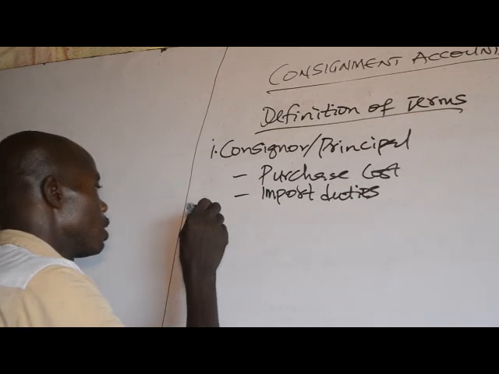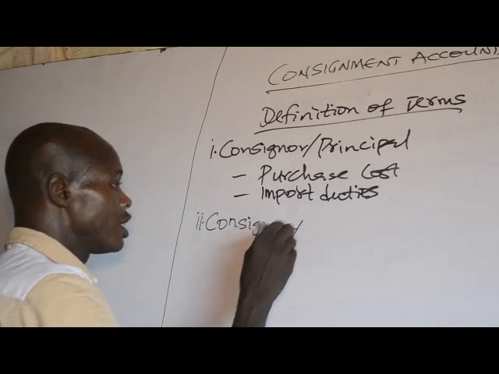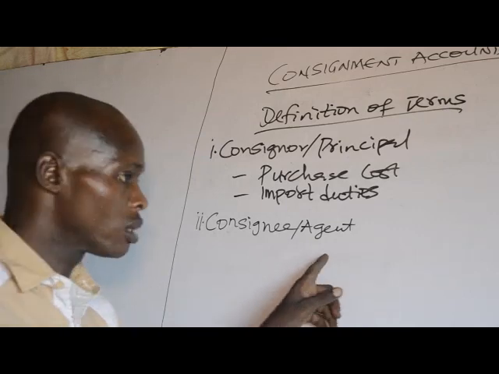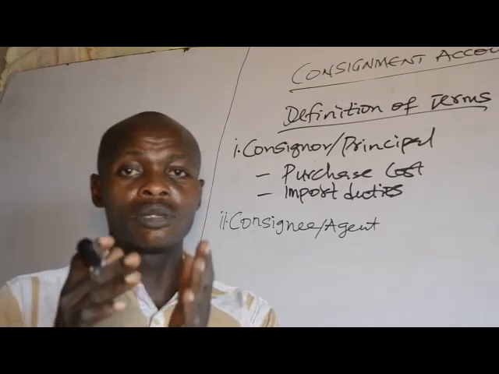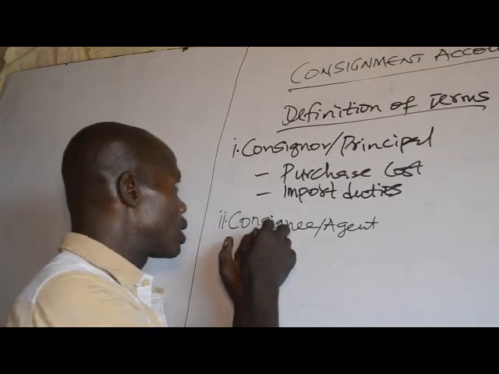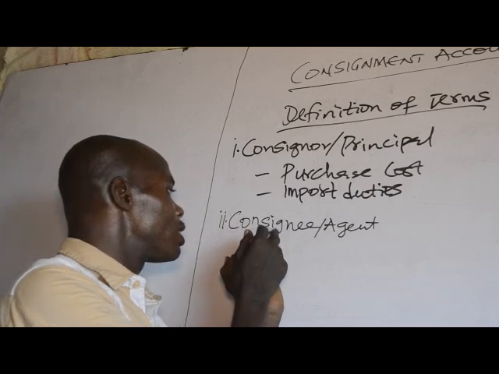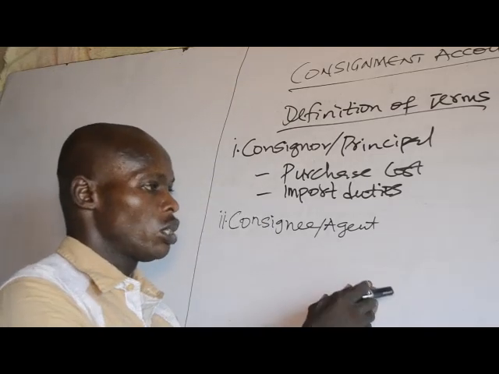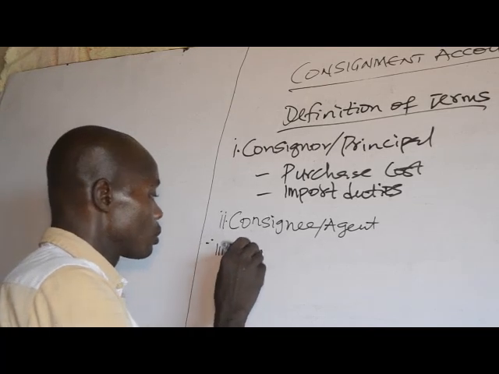Number two, we have the consignee. I've told you that the consignee is the agent. It's the agent that receives the goods from the consignor for sales. Remember, I told you that the consignor is the principal, while the agent is the consignee. The agent receives the goods from the consignor and sells them in return for commission. That is number two. Number three, we have the commission.